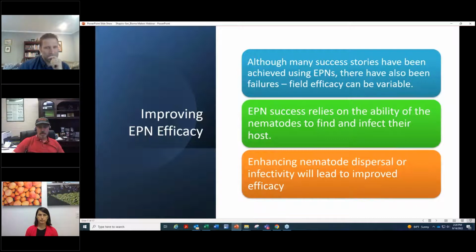So it's important to try and improve the biocontrol efficacy. Nematodes rely on finding the insect host and infecting that insect host. So if we can enhance those traits, infectivity and host finding, we can improve biocontrol success. And that's really what the pheromones do, is improve these characteristics to make the nematodes better. And I'm going to talk a little bit about how we stumbled upon that.